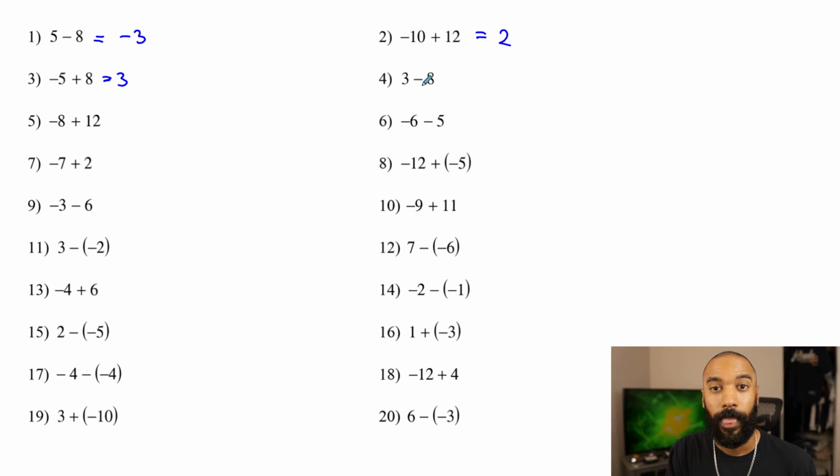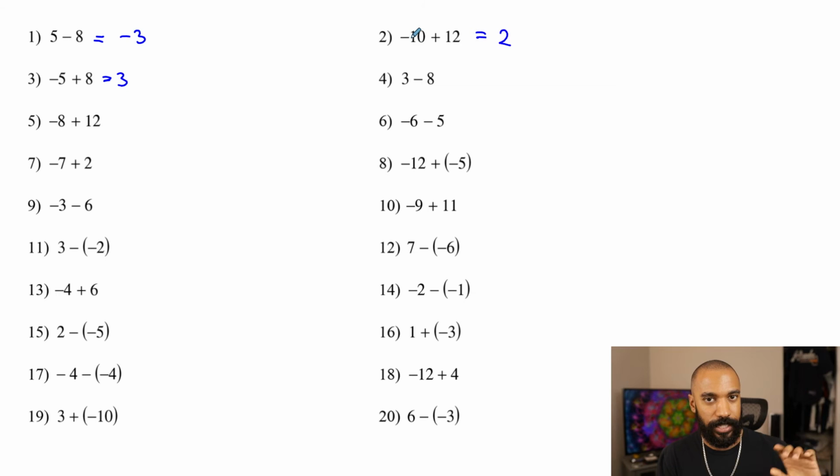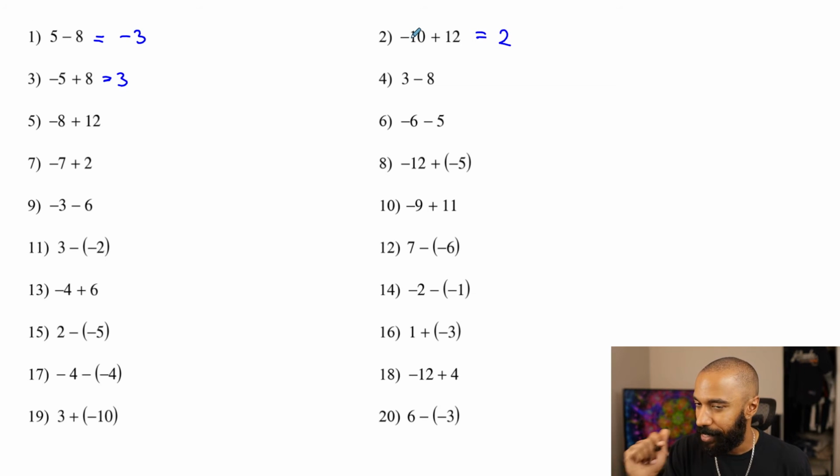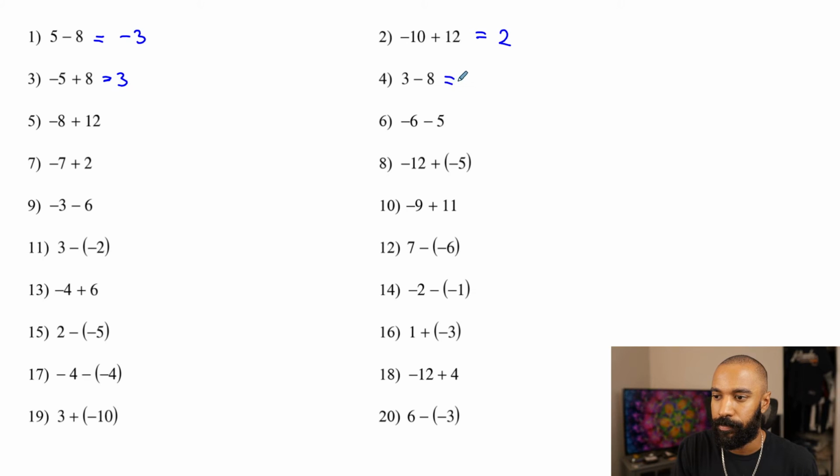Number 4, 3 minus 8. The negative number is large. You're subtracting something larger, so the result's going to be negative, but you started positive. Opposite direction, it's like subtraction. 8 minus 3, but negative answer. 8 minus 3 is 5. The answer is -5.